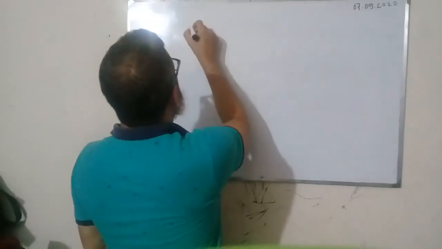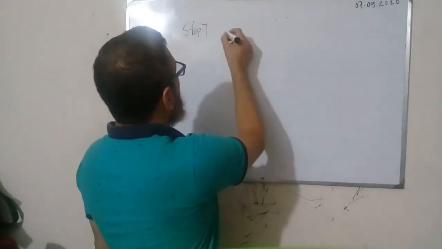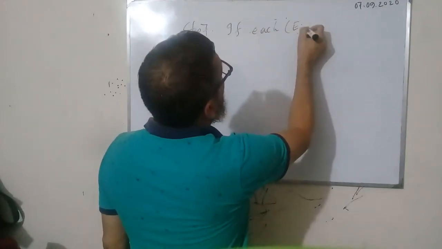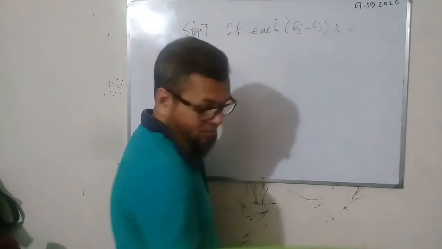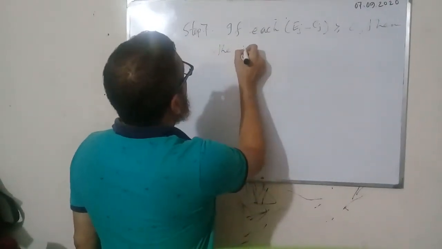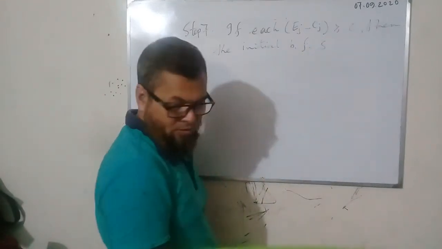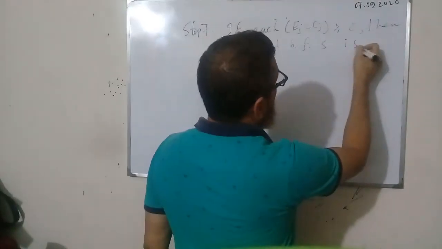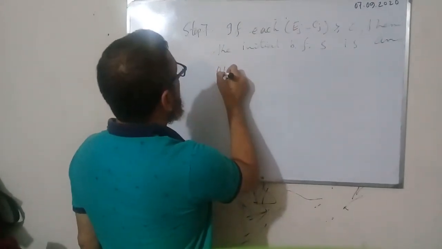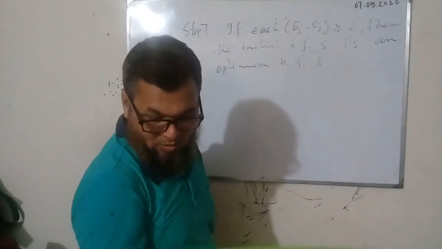Step 7. If Zj minus Cj is greater or equal to 0, then the initial basic feasible solution is an optimum basic feasible solution.